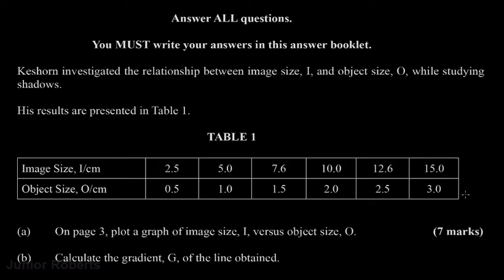In this case, we're plotting image size against object size. Whatever comes first in our statement will go on our y-axis. Therefore, the image size will go on the y-axis while the object size will go on the x-axis. So let's go to our graph paper and we can now plot our graph.